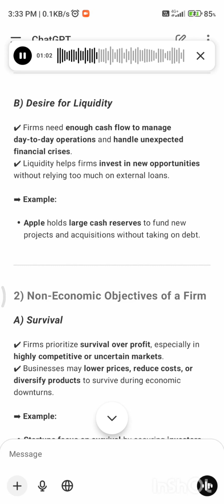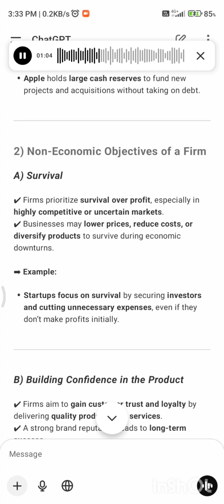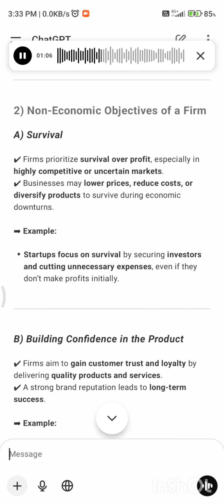2. Non-economic objectives of a firm. Survival. Firms prioritize survival over profit, especially in highly competitive or uncertain markets. Businesses may lower prices, reduce costs, or diversify products to survive during economic downturns. Example: startups focus on survival by securing investors and cutting unnecessary expenses, even if they don't make profits initially.